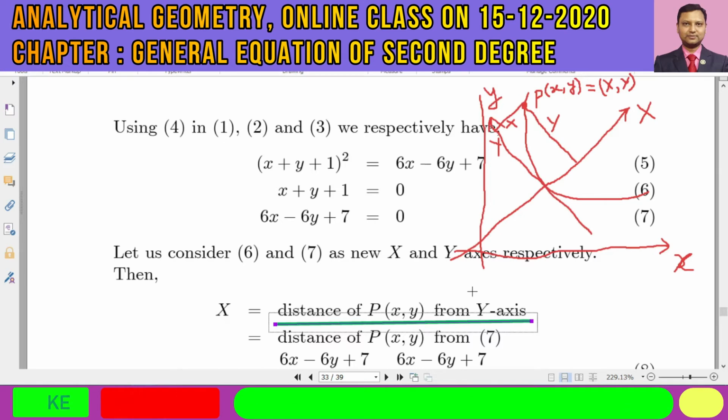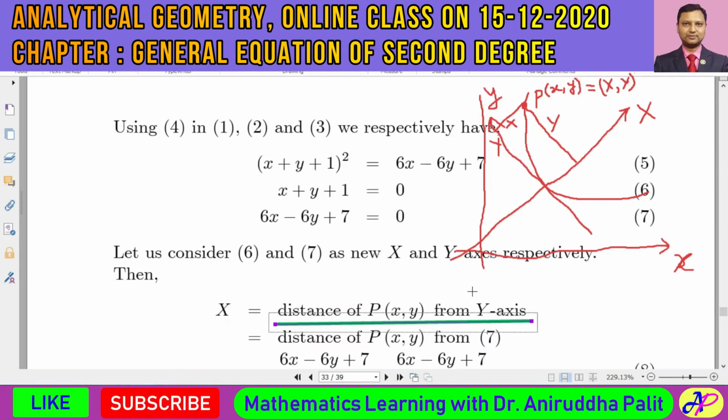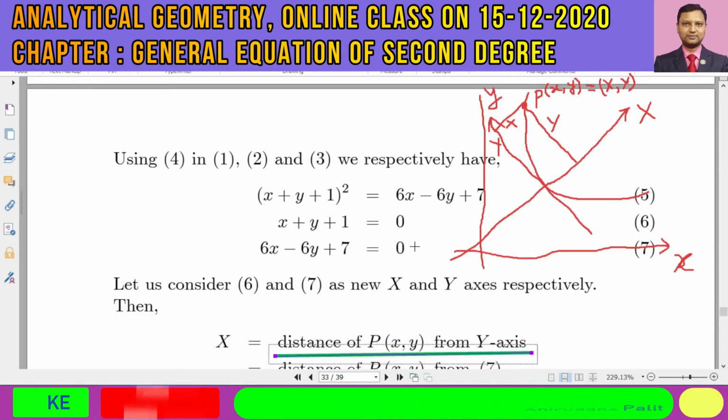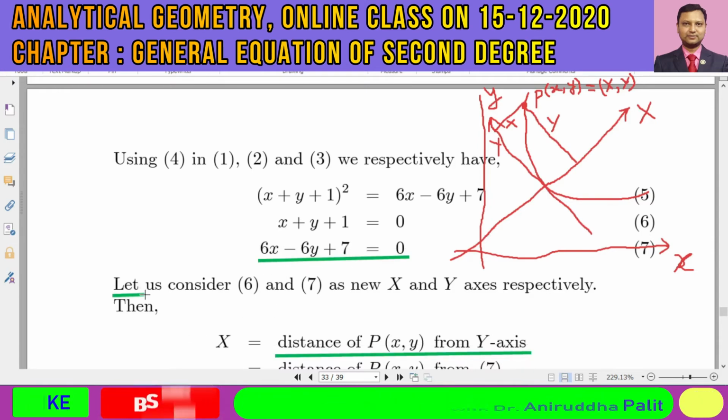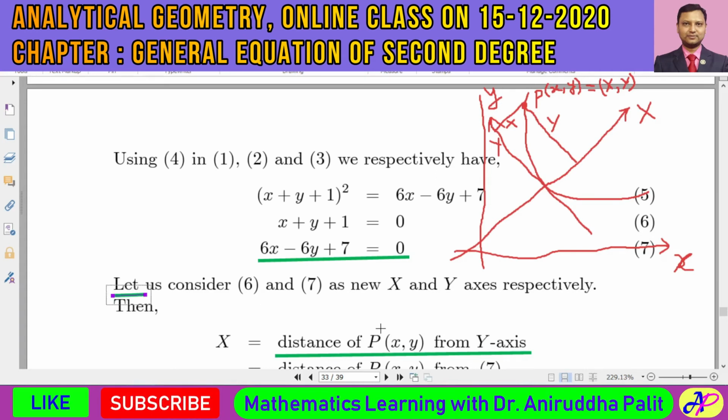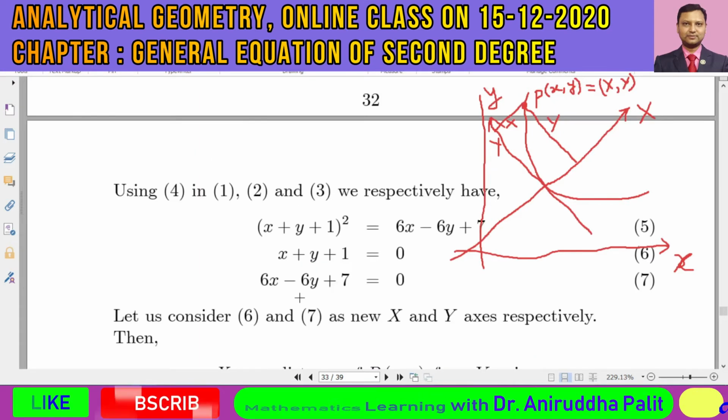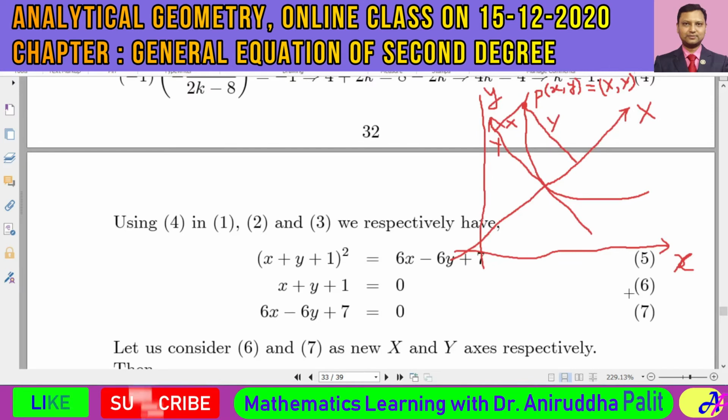So what did we take as this capital Y axis? This second equation, equation number 7, has been taken as the capital Y axis. This is our assumption. You could also interchange the capital X and capital Y axis, it doesn't matter. I have taken the capital X axis by this first straight line, equation number 6, and I have taken the capital Y axis by this second straight line, that is the equation number 7. So it depends upon you, even our choice.